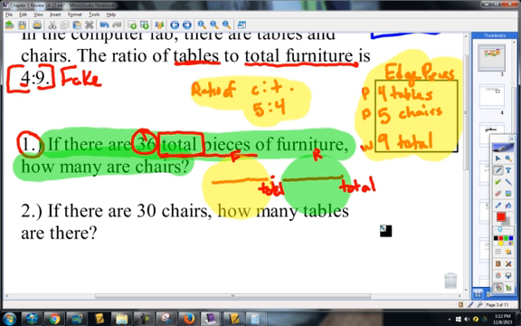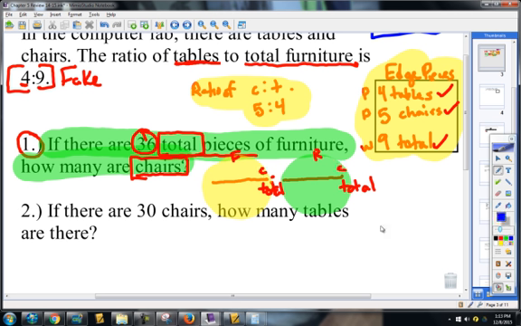It could get confusing. So they gave me a total, 36 total pieces of furniture, and it's asking me for chairs. Those are my only 3 labels that I could have had. My edge pieces will always just have the labels that I can use. The labels here are tables, chairs, or total. That's all there is. Okay? So I know that we're looking for an amount of chairs, so I'm going to put chairs and chairs.